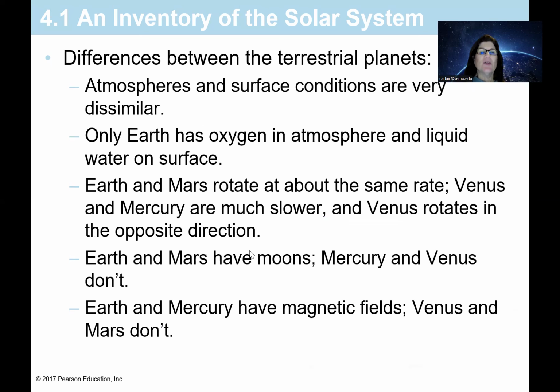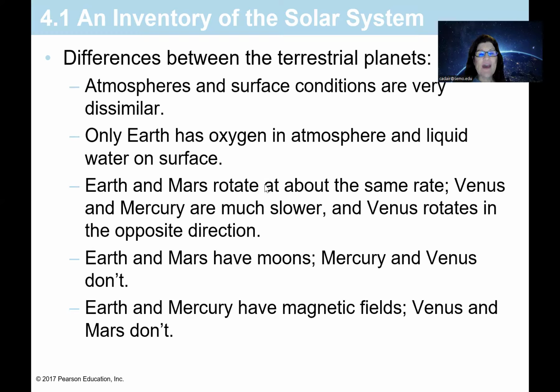Okay. So the difference between the terrestrial planets, though, is that the atmospheres and surface conditions are very dissimilar across all four of the rocky planets. Only Earth has oxygen in the atmosphere and liquid water on the surface. Earth and Mars rotate at about the same rate. Mars has a 24-ish hour day. It's a little bit longer, I think. Venus and Mercury, their days are much longer, so they rotate much slower. Venus rotates also in the opposite direction, which is kind of crazy.